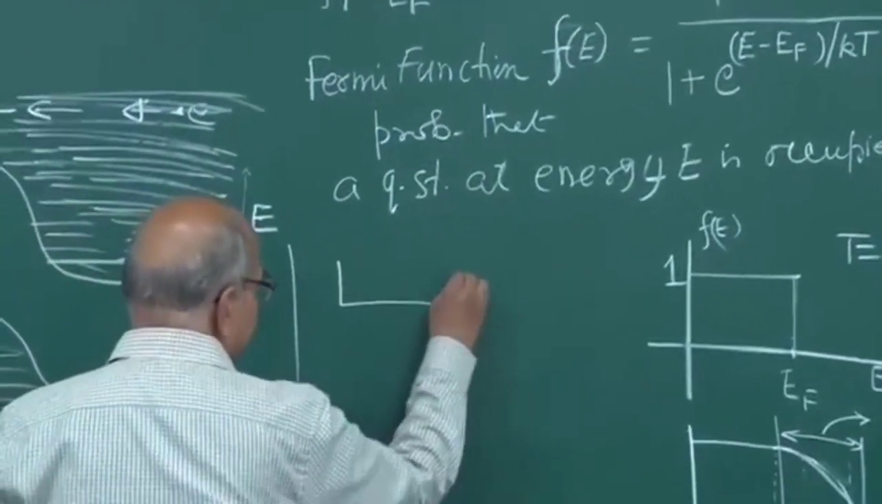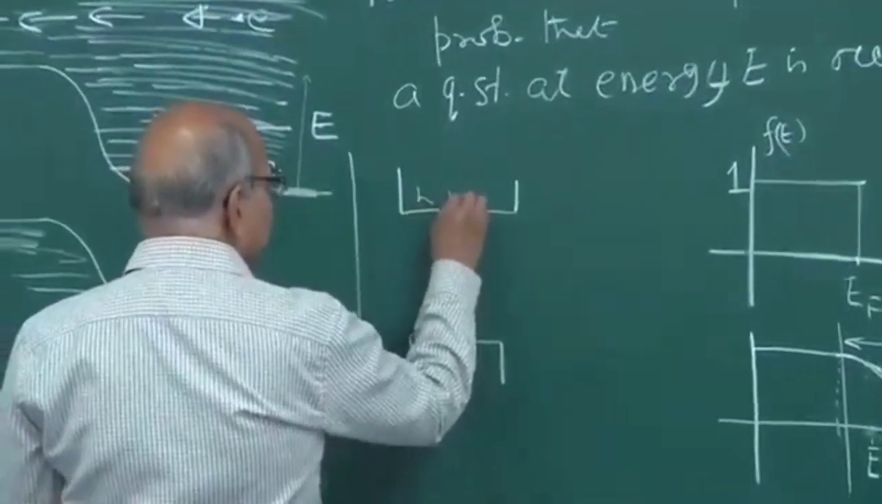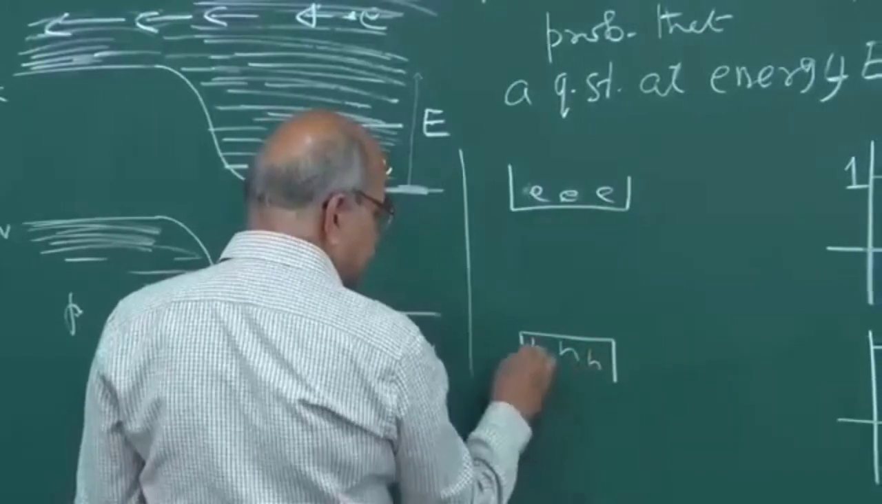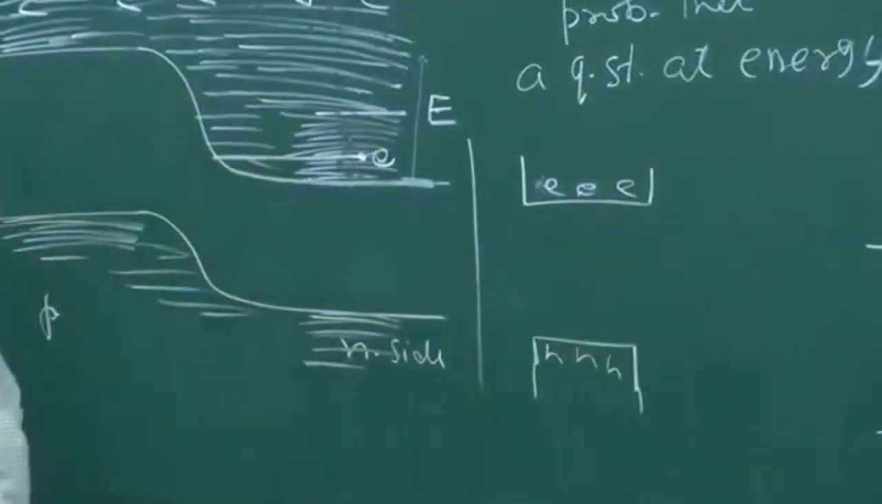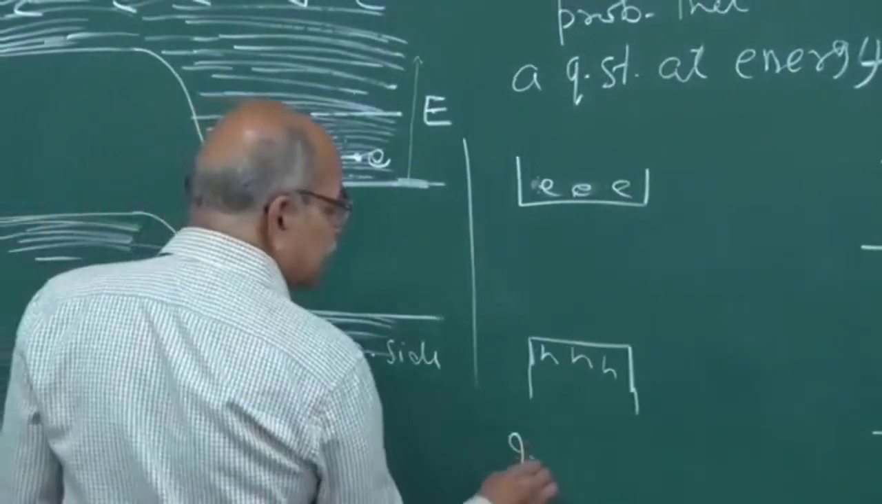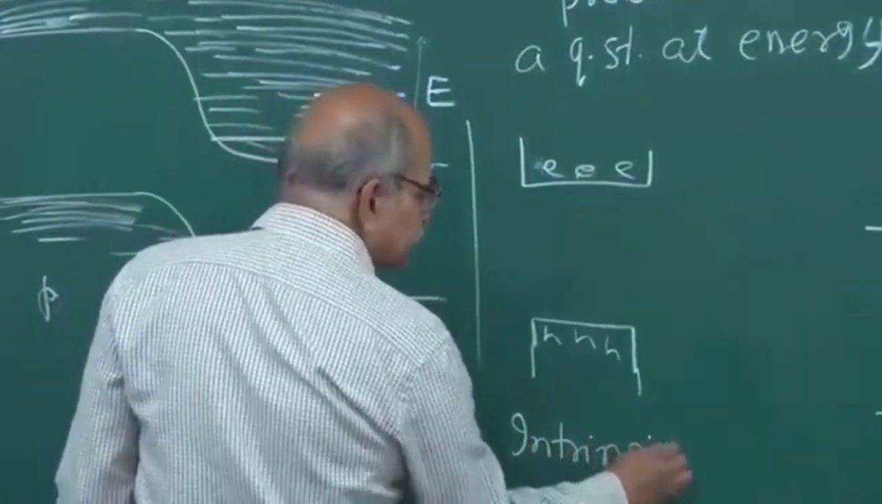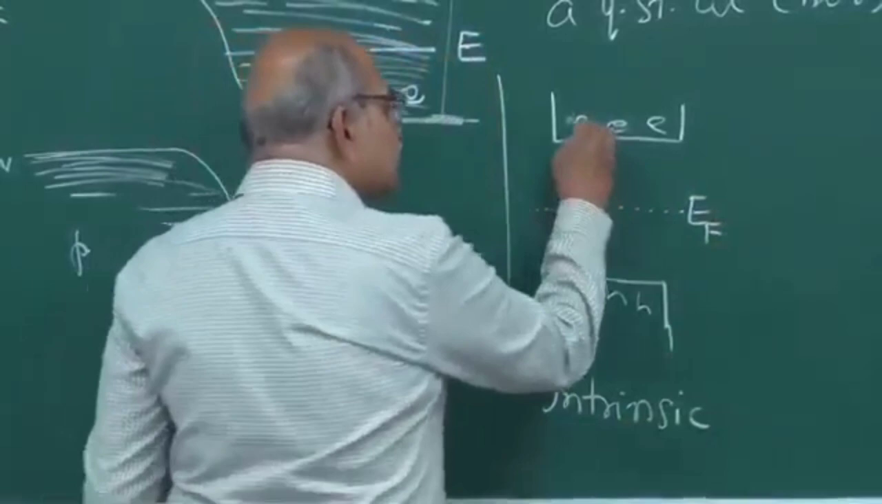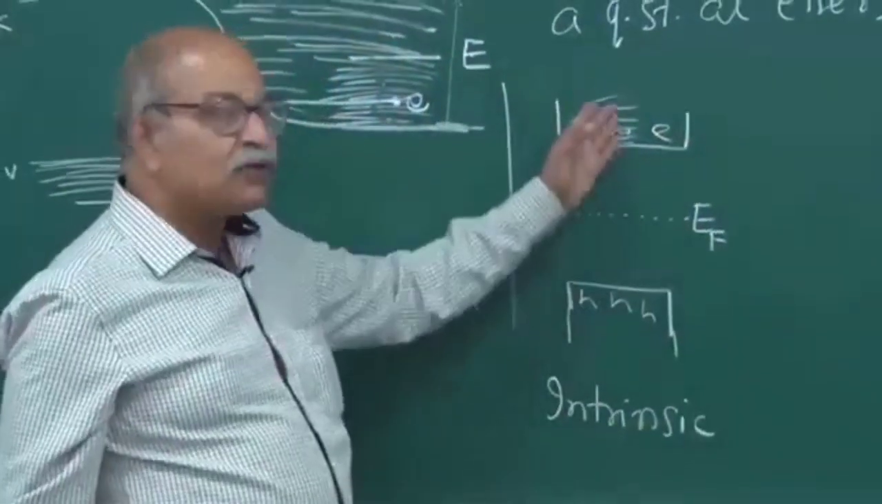So in an intrinsic semiconductor, we say that you have a small number of electrons here only because of thermal effects. Some electrons jump from there to there, and you have some holes here. Where is the Fermi energy? The Fermi energy, this is intrinsic, so the Fermi energy is almost at the middle. This is EF. So these quantum states are also far away from here.